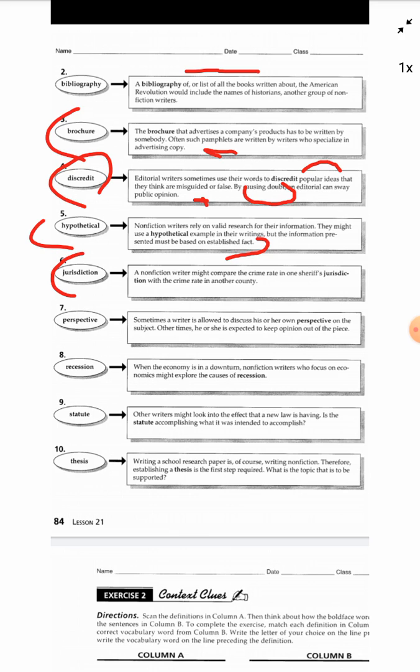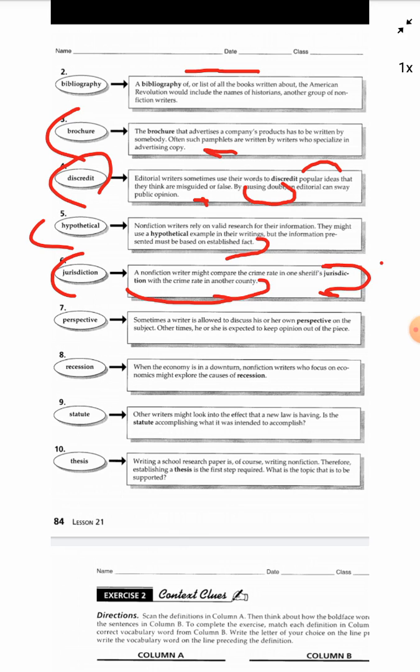Jurisdiction. Non-fiction writers might compare the crime rate. So look, there is a comparison. They are comparing the rate in two countries, in other countries. Who does that? The jurisdiction, so the power or the authority. Okay, the power or the authority will compare the crime rate.